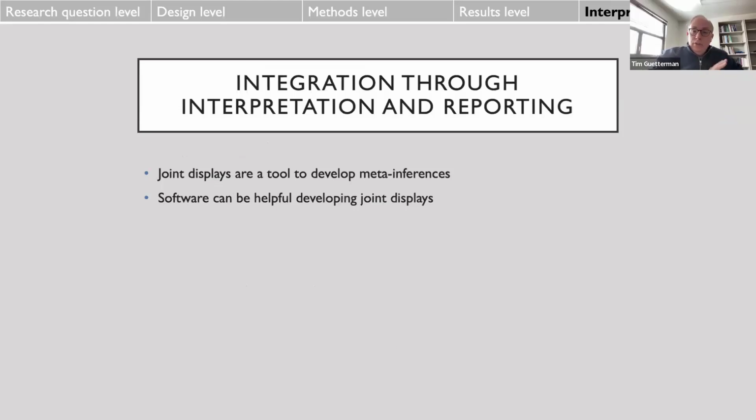And traditionally that was done through narratives, so through prose. In a results section of a paper or a thesis or dissertation, there might be a section on integrative results, and you would be noting, this was statistically significant, and here were related themes, and then this was the meta inference. Joint displays are more of a visual tool to develop those meta inferences. And software in particular, in my opinion, can be really helpful to generate those meta inferences.